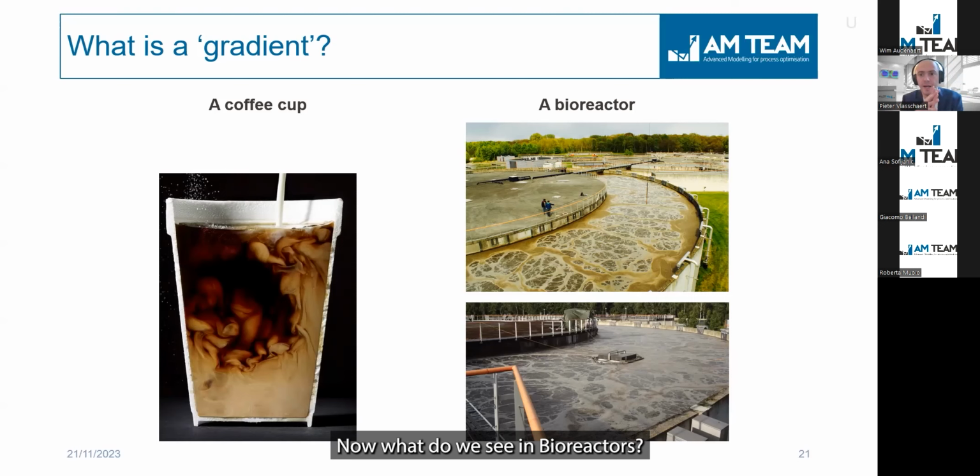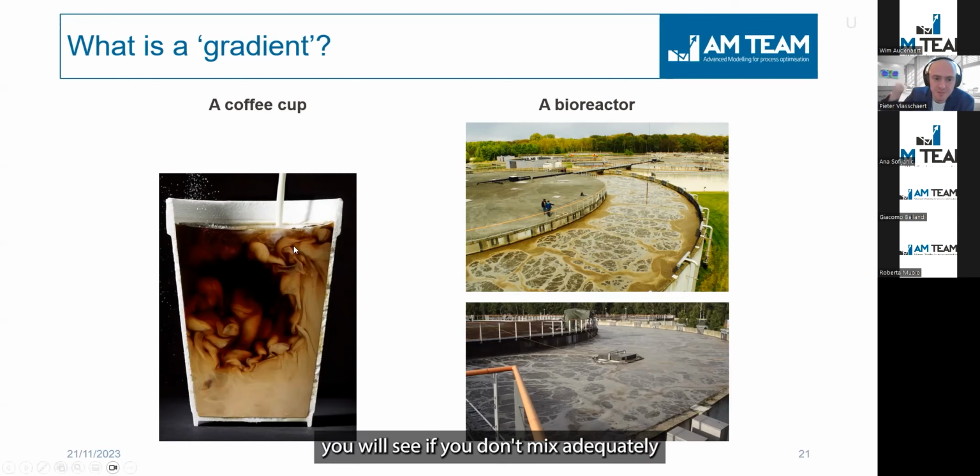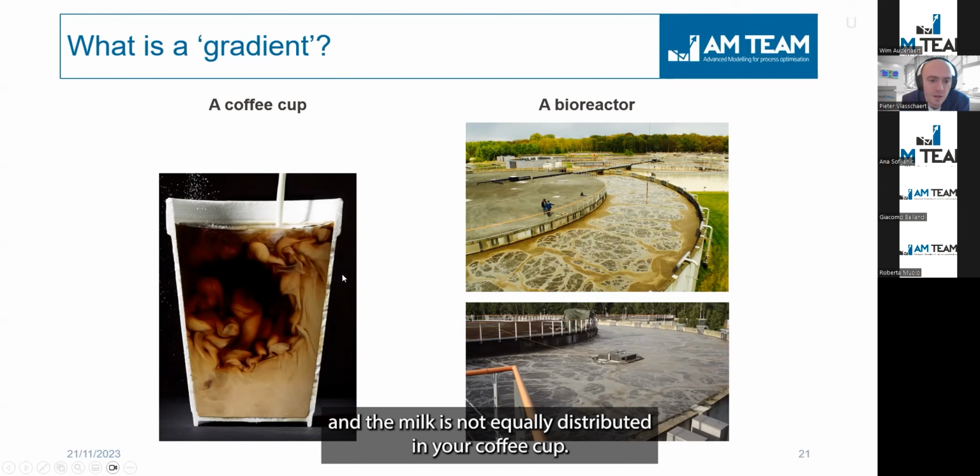What do we see in bioreactors? We can also see it in a coffee cup. If you add, for example, milk to a coffee cup, you will see, if you don't mix adequately, that you will have a cloud of milk, and the milk is not equally distributed in your coffee cup.